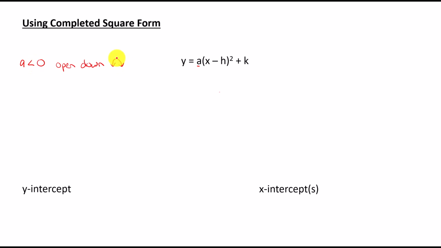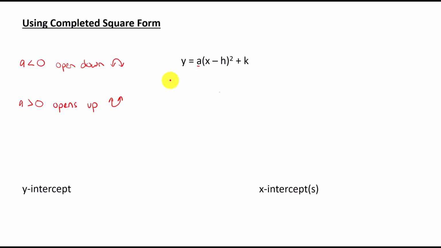And so that tells me that this is going to be a maximum on my vertex, okay? But if a is greater than 0, if a is positive, my graph opens up. And so it's going to look like this, and you can see that I'm going to have a minimum. So a is going to give me a little bit of information on that.